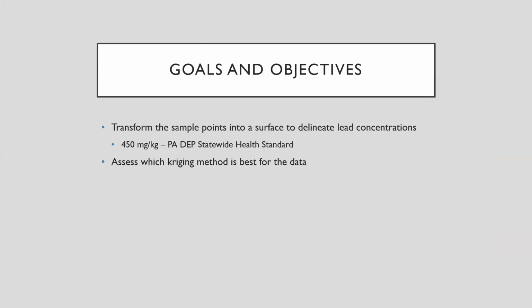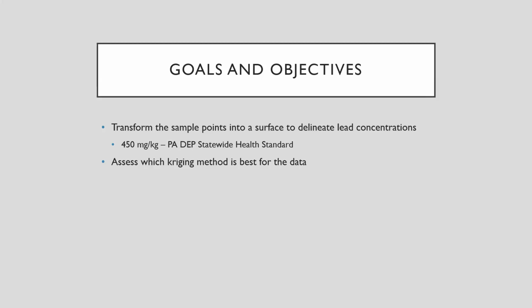requires spatial interpolation. The delineation will be to 450 milligrams per kilogram, which is the Pennsylvania Department of Environmental Protection, or the PADEP's, statewide health standard for medium specific concentrations of inorganic regulated substances for the direct contact value of soil for lead. It's a mouthful.